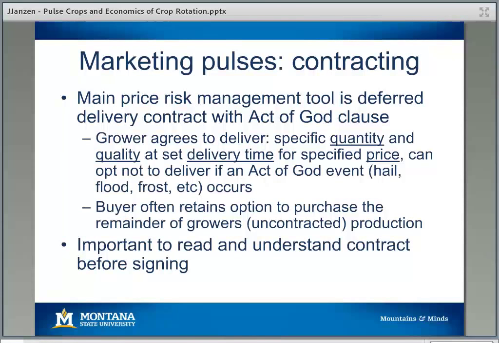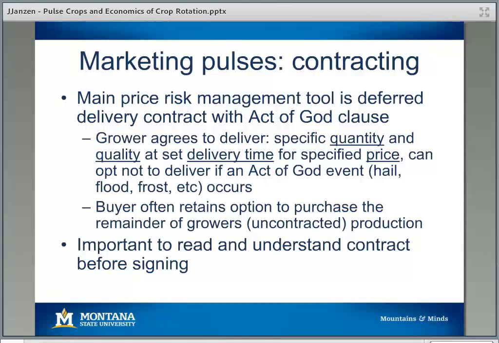And one of the key unique things about pulse crops is that contracting for pulses is a little bit different in that a lot of delivery contracts have what's called an act of God clause attached to them. So if a grower is setting up a forward contract with a buyer, say in the spring you're planning on planting lentils, you go to your buyer and you say, what kind of prices are you offering? And you agree to deliver your pulses to that particular buyer at harvest time. One of the things that's often attached to that contract is this act of God clause. And so the grower is going to agree to deliver a specific quantity and quality at a specific time. So say a #1 medium green lentil delivered at harvest time, say in August.